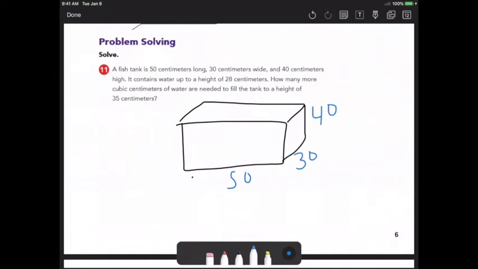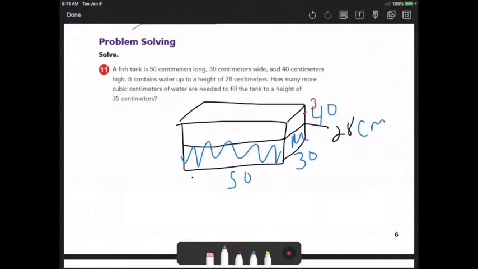Okay, so it contains water at the height of 28. So if I draw a line here, it's at 28 right now. So this, if I fill in right now, it's at 28 centimeters high. It says how many more cubic centimeters of water are needed to fill the tank to a height of 35. So what we want to do is go to 35. Let's say this is 35 here. We want to figure out what is the red part.